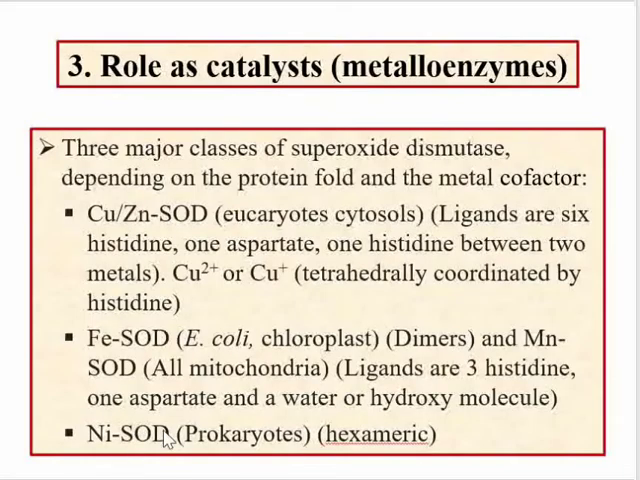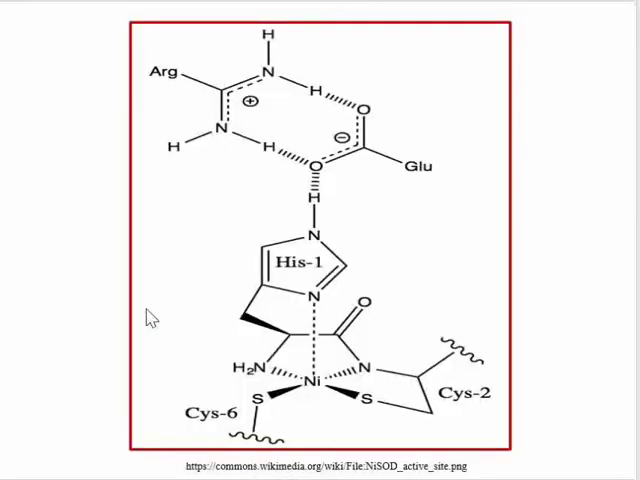The third kind of this dismutase is NiSOD, that is present in prokaryotes, and it is hexameric in nature. This is the structure of nickel superoxide dismutase, where nickel is the active center of this enzyme, and all these enzymes generally disproportionate the superoxide into oxygen and hydrogen peroxide.